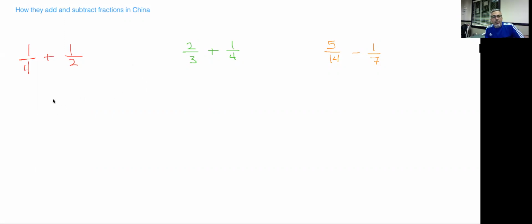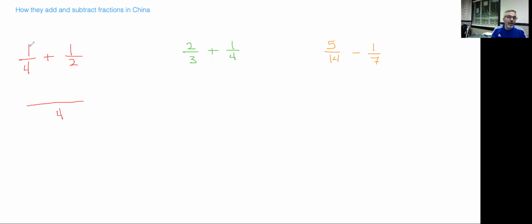So when we're adding and subtracting fractions, the first thing we need to do is find the common denominator. So what we do, we make a long line. My common denominator between 4 and 2 is 4. So the method we use, we go 4 divided by 4, it's 1. So the quotient is 1.